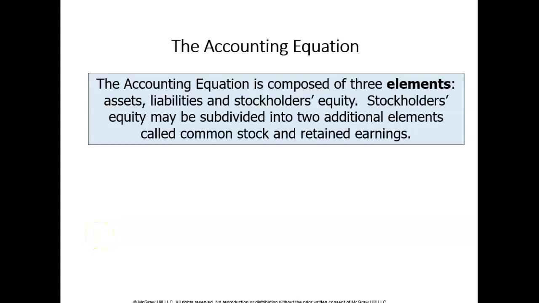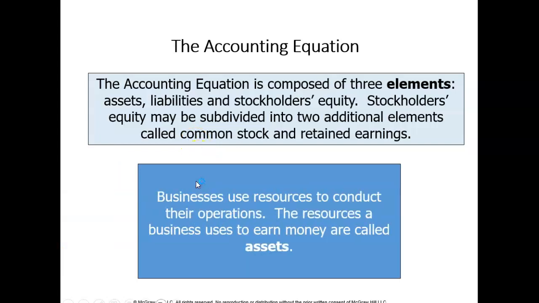And we're back. So we left off discussing what is known as the accounting equation, which we said consists of three elements: assets, liabilities, stockholders' equity. Let's take a deeper dive into the accounting equation and talk about these different elements.